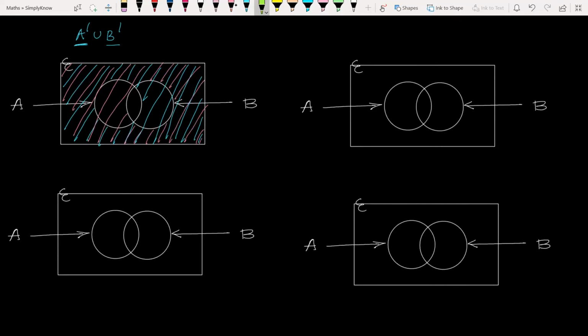Now can you see this small area is unshaded, and except this small area, everything we have shaded. So our final answer is, except this small area, we need to shade everything.